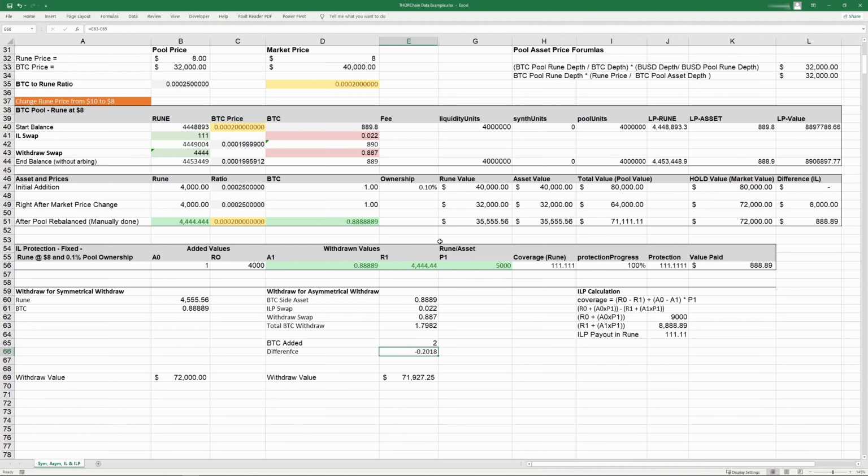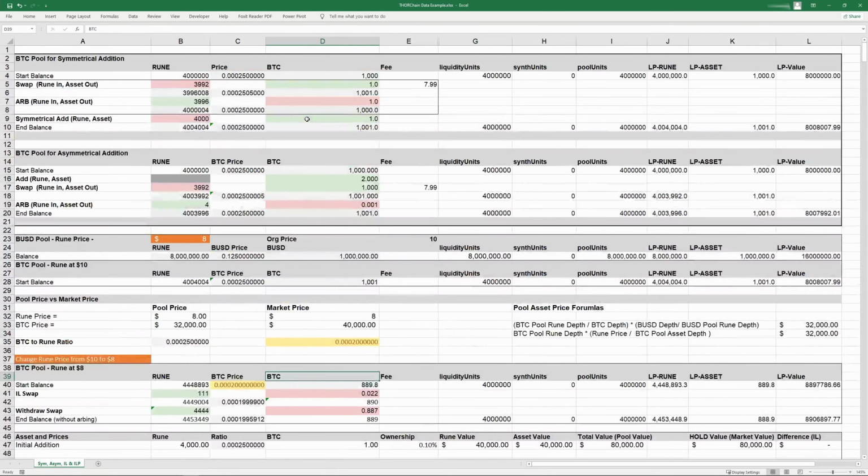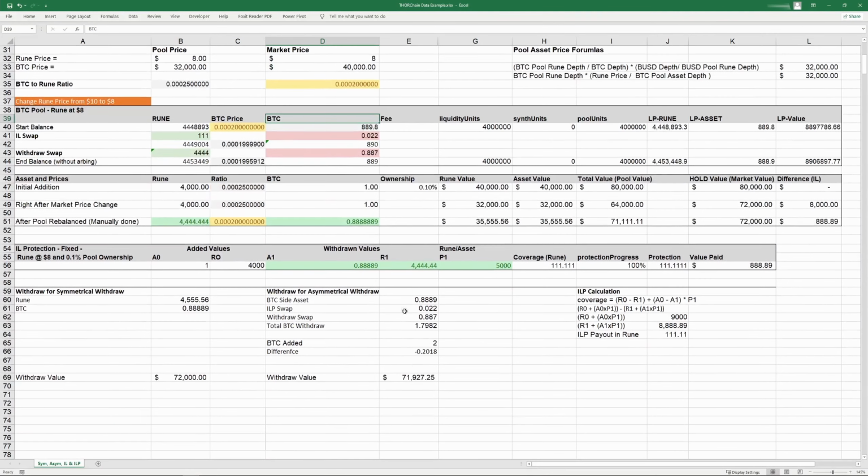We've essentially got a difference of 0.2018 BTC. So that's really what inspired the video, where people think that if I add 2 BTC asymmetrically, because of impermanent loss protection, I'm guaranteed to get 2 BTC out. Well, the answer is no, because as we stated before, you're adding your 2 BTC and one of them is getting swapped out for Rune, so you're exposed to both assets. So you're exposed to the price movements of Rune, as we saw here, because one side of your position, when you add 2 BTC, is going to be in Rune. You're not just staking 2 BTC and getting the benefits of that.